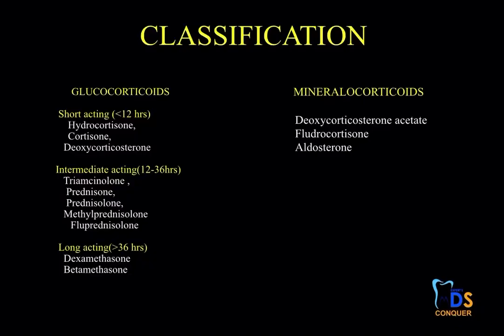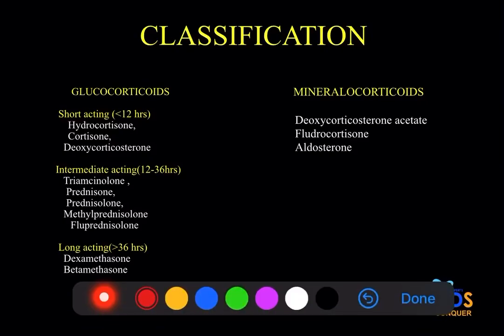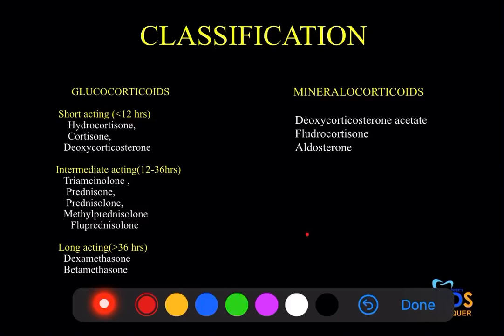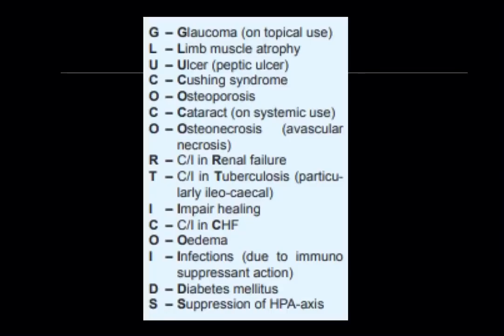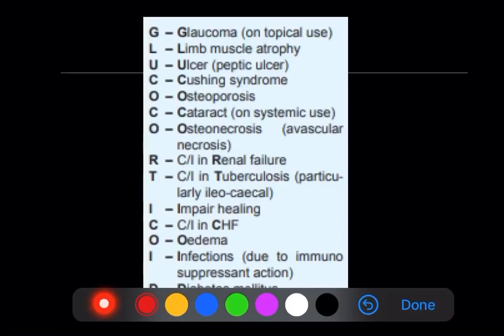Okay, so this is how you have to start with the answer, and then you have to come to the classification of the drugs. So for the glucocorticoids, the short acting, the intermediate acting, and the long acting, these you have to write, it's very important. And the mineralocorticoids you have to write. Okay, so you have already discussed the pharmacological actions. So these are the various adverse effects.